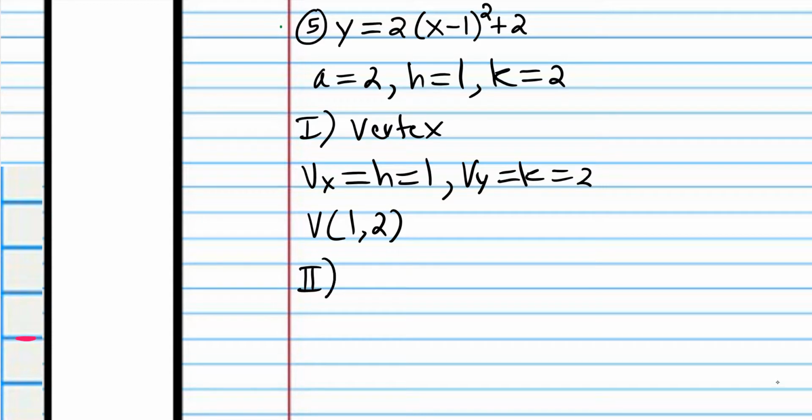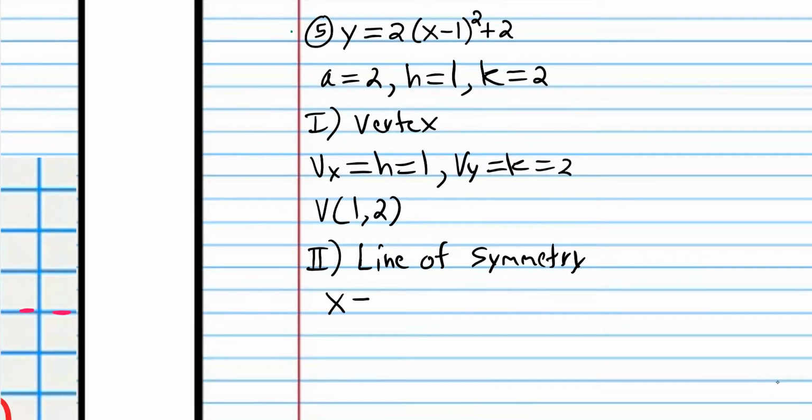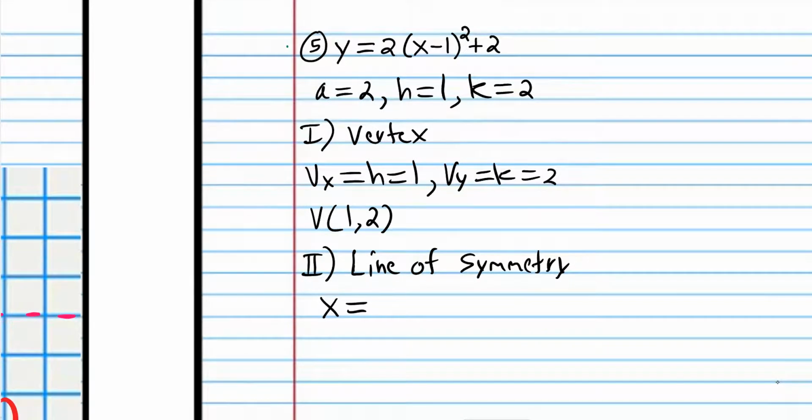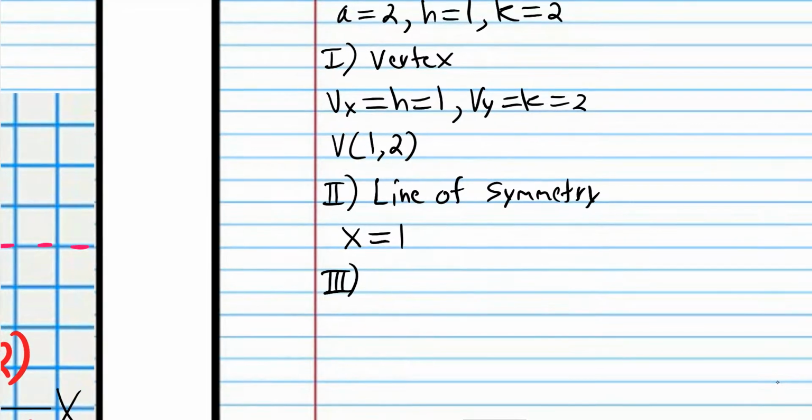The line of symmetry is the next step, and you don't have to do it in this particular order, but I'm just going to stick with this order because that's the steps that I gave you on the summary. So x is equal to 1, that's just the x value of the vertex.